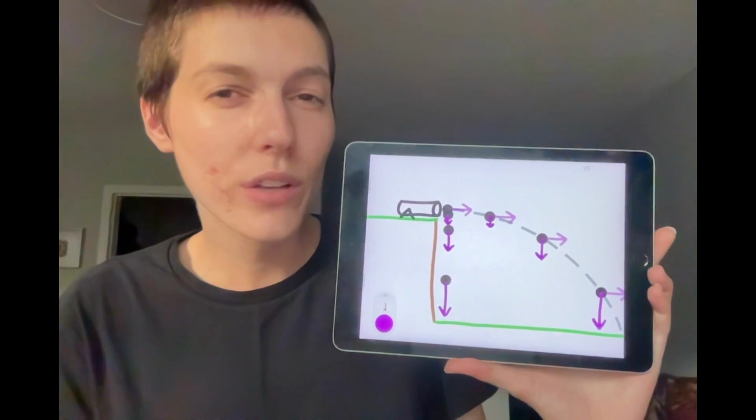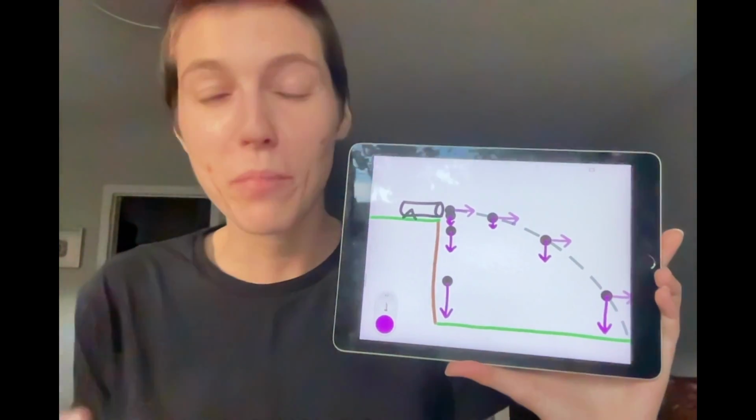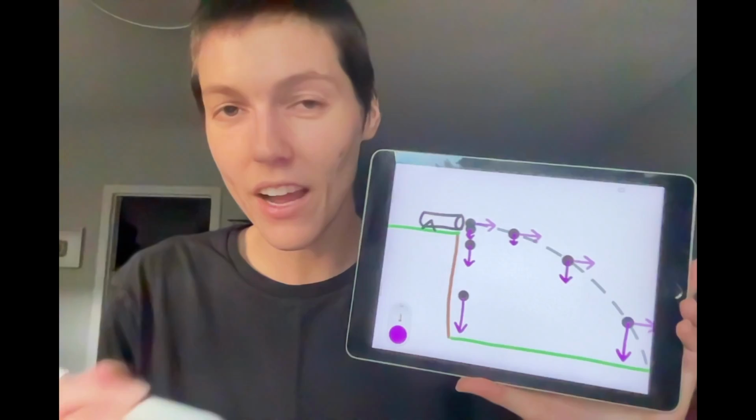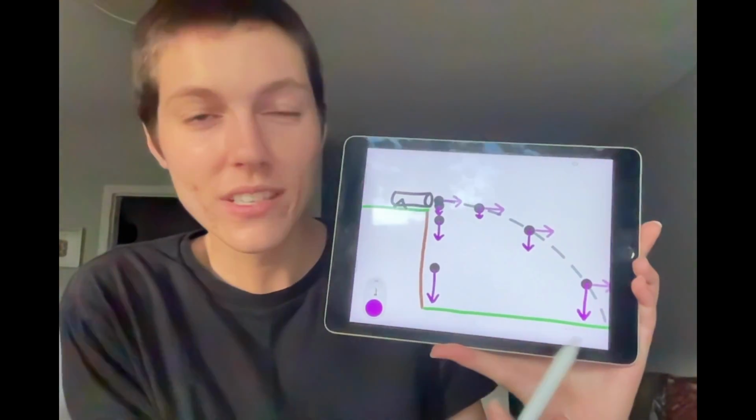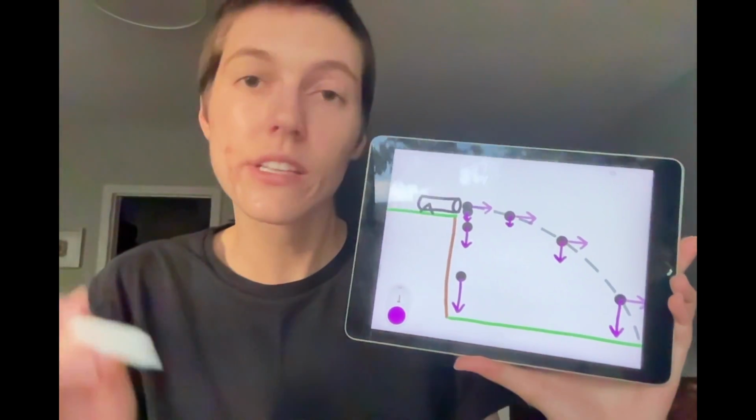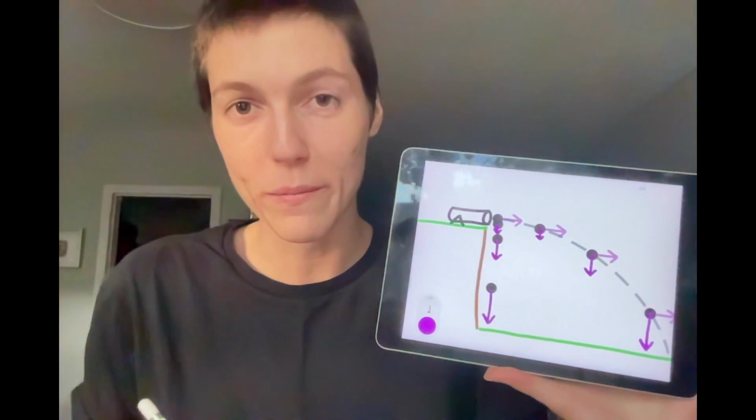So, which one will hit the ground first? They're both going to hit the ground at the same time, although this cannonball is going to land much farther away from the cliff since it had some rightward velocity that entire time.